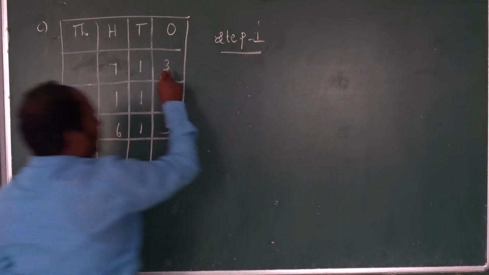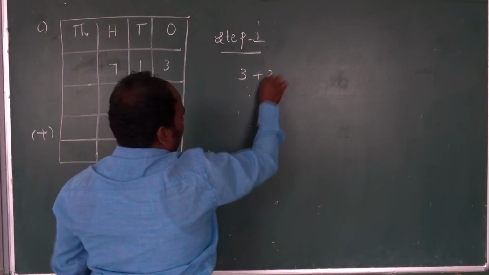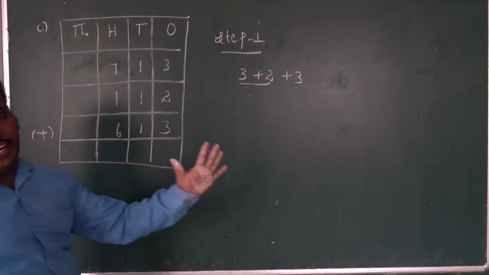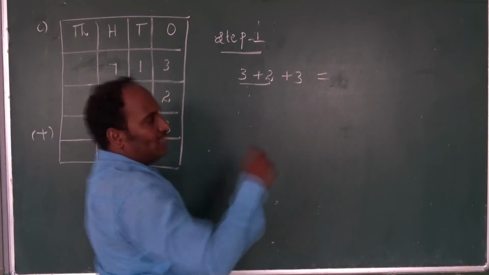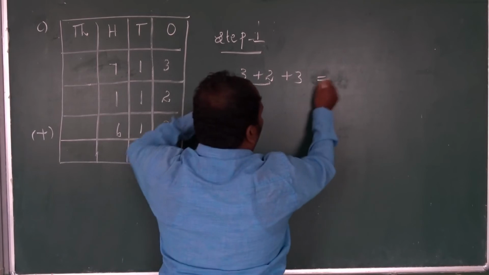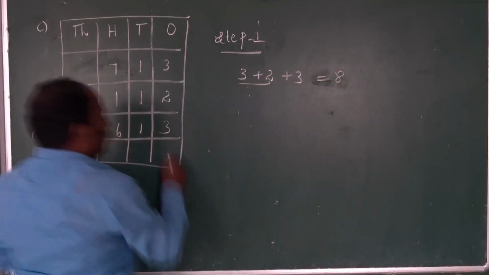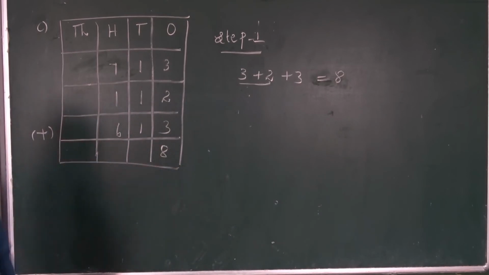Here the ones digits are 3 plus 2 plus 3. 3 plus 2 is equal to 5. The next, 5 plus 3 is equal to 8. So 8 ones, write in the ones place.